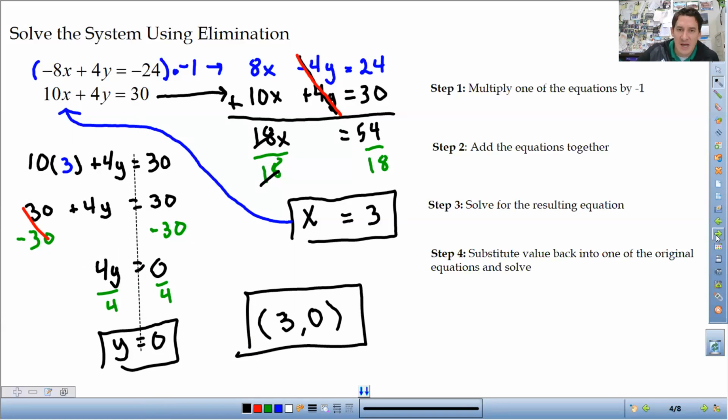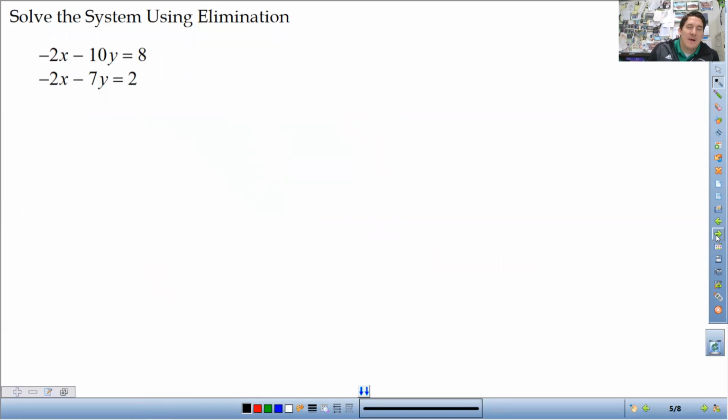All right, let's look at another example. So again, if I look, the x's have the same coefficient, -2 and -2. So if I add this together, nothing is going to cancel out. So I need to multiply one of the equations by -1 to get a +2. Doesn't matter which one you multiply. I'm going to go ahead and multiply the top equation. So multiply the whole thing by -1.